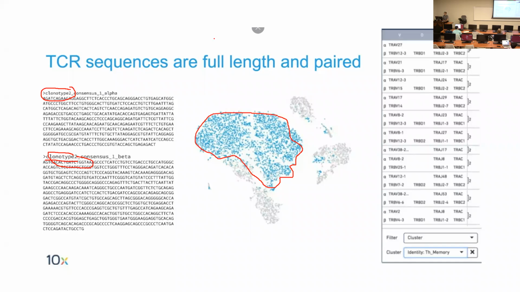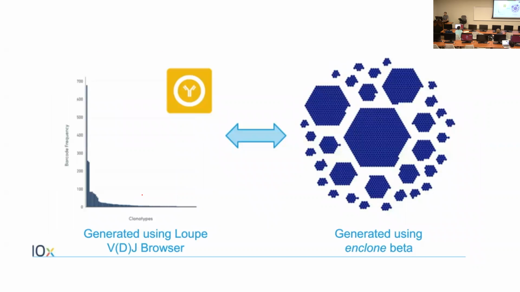Then you may want to go further and look at the alpha chain and beta chain subunits and see why this particular type gets amplified to such an extremely high frequency. So that's a typical clonal type frequency you will get.